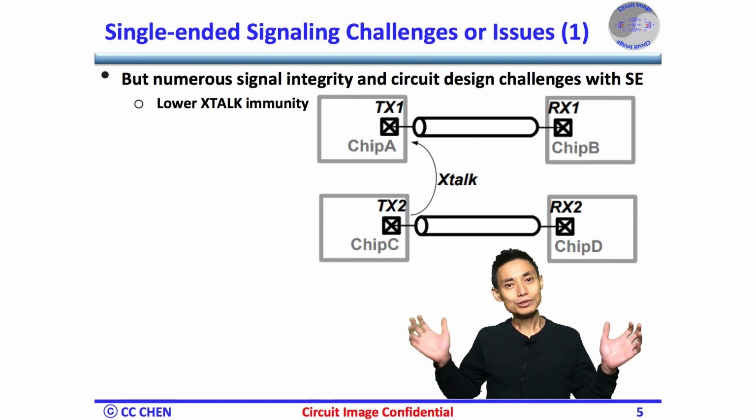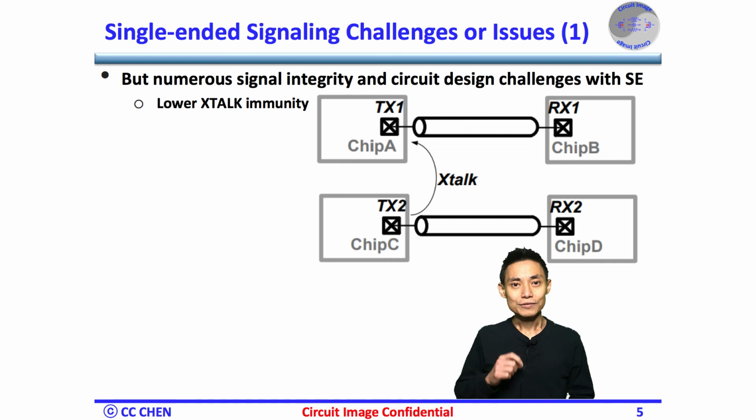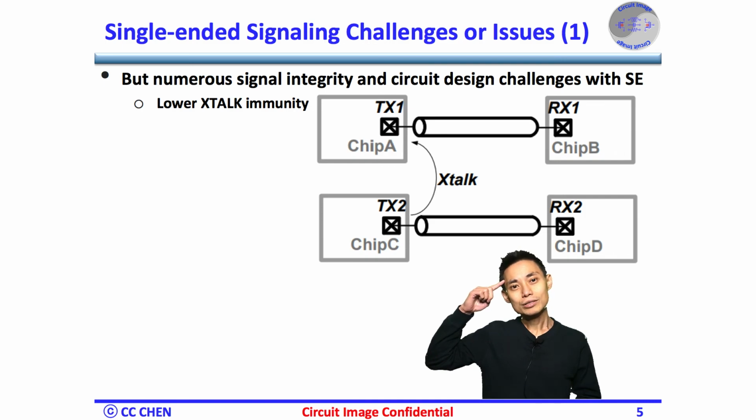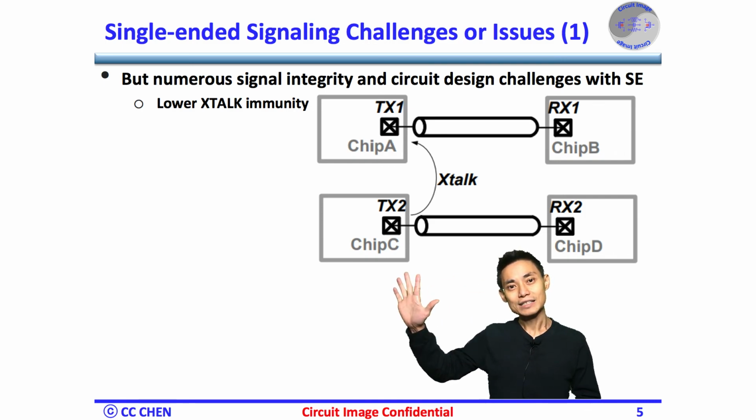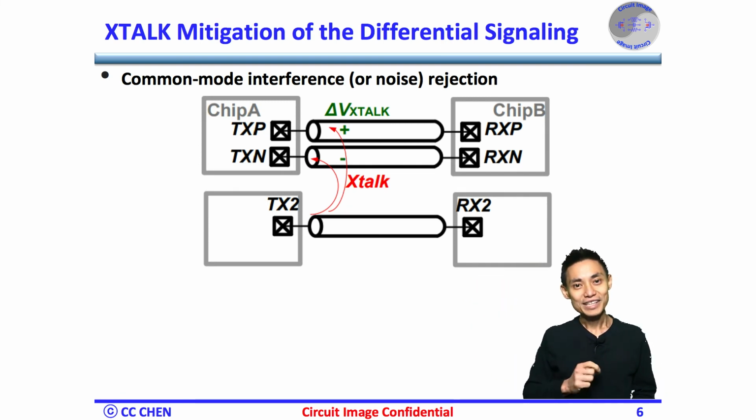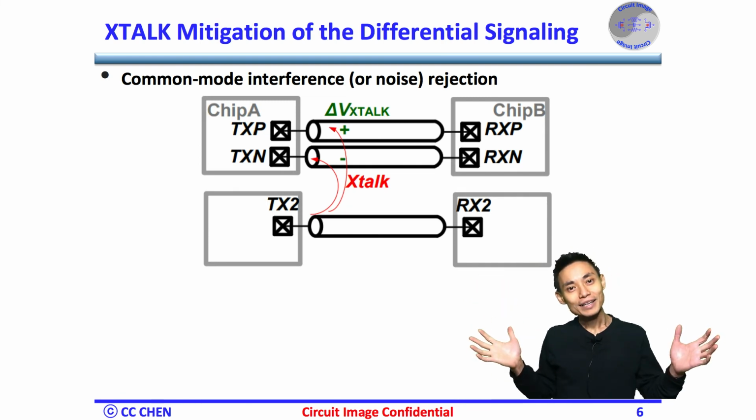How about differential signaling? Does the differential victim have better crosstalk immunity? Think about your crosstalk image for 5 seconds. Bingo! The answer is yes, but why?